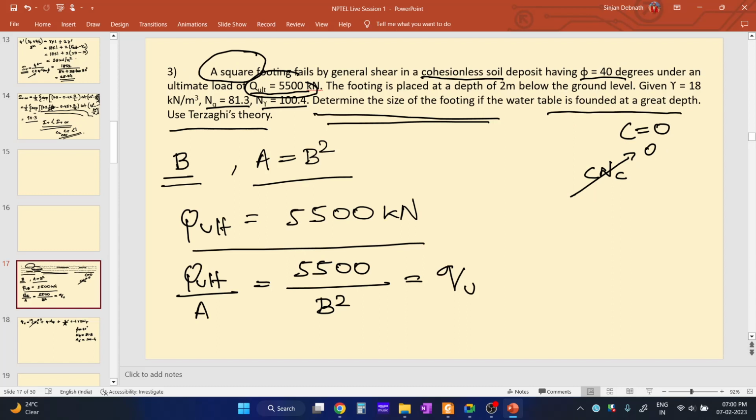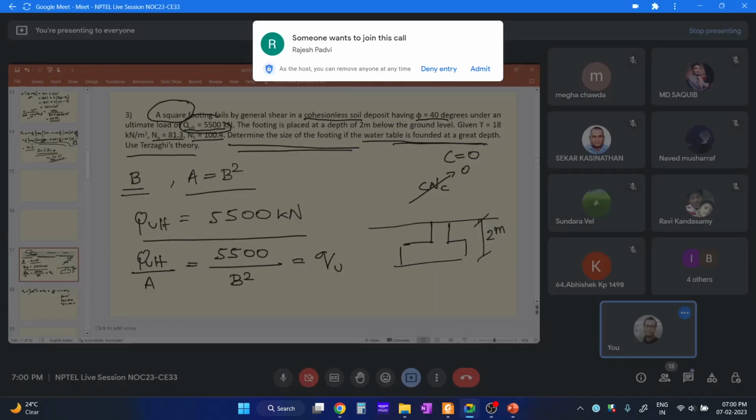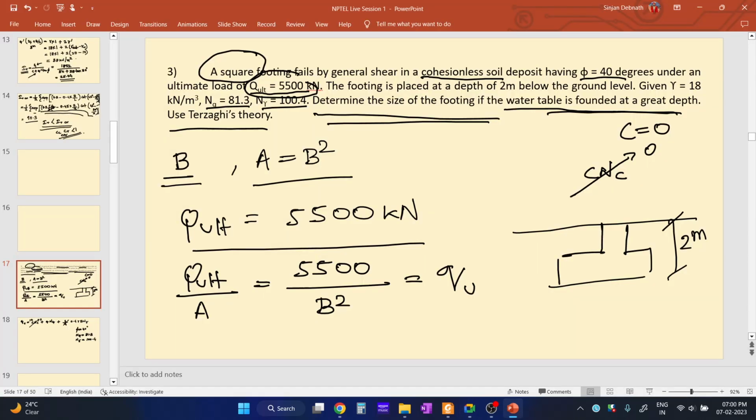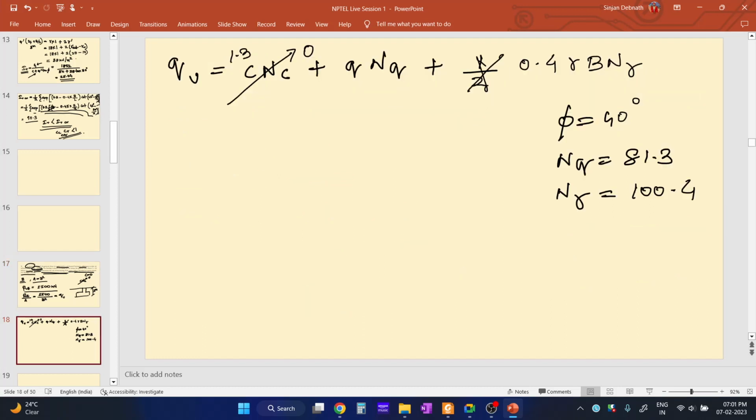Now the footing is placed at a depth of 2 meter below the ground level. Suppose this is a footing, this one is 2 meter below the ground level, and the water table is found at a great depth. So there will be no influence of the water table. So what is the effective surcharge value at depth Df? This one is the surcharge.